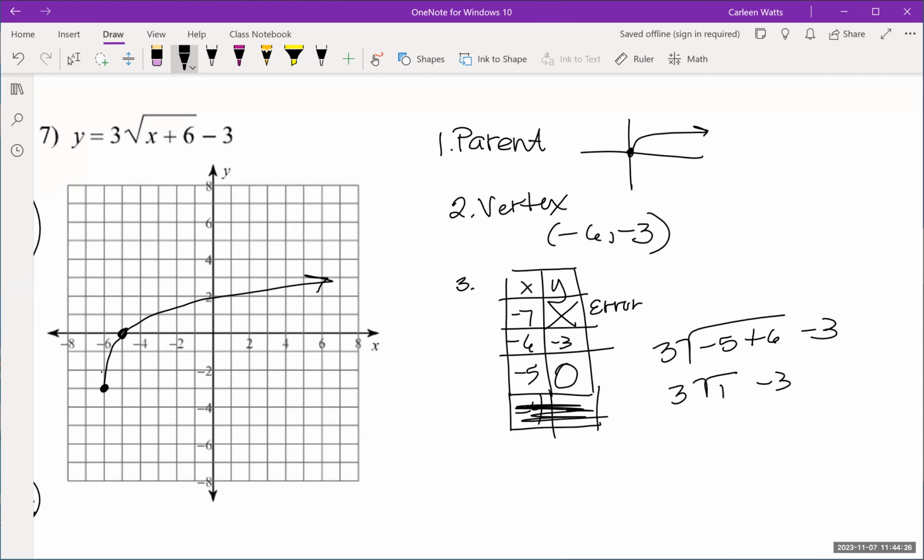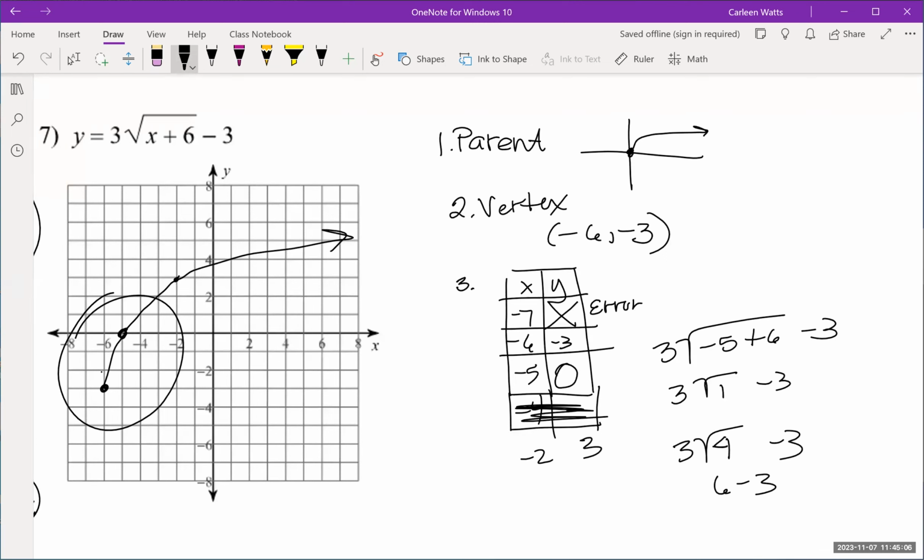If I really wanted another one, I could do -2. That would be 3 square root of -2 plus 6, which is 4, square root is 2, which is 6 - 3, which is 3. So it's actually climbing pretty quickly. But what I'm looking at is right here, those first 2 points. You don't have to do an extra point.